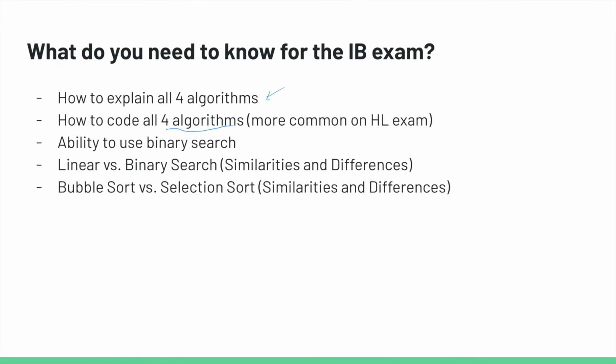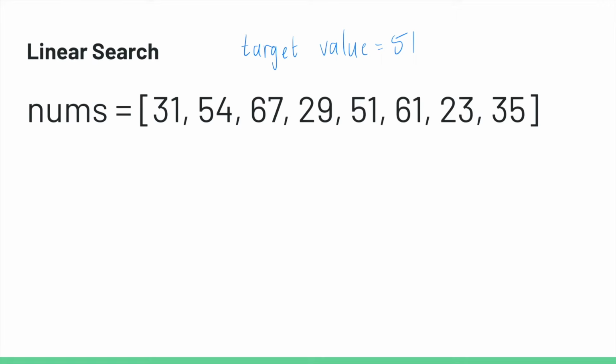Now next, you need to know about when you can use binary search. Hint, you can only use it on sorted arrays, and we'll go into that in more detail. And finally, you need to be able to compare the linear and binary search and bubble sort and selection sort, knowing some of the similarities and differences between them. And again, we'll go through all of this in this video. Anyways, let's get started.